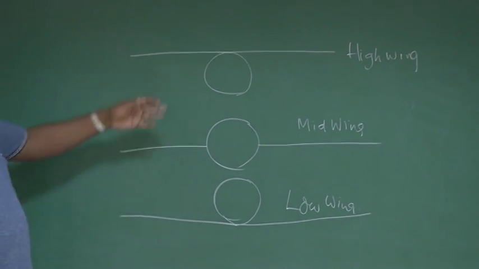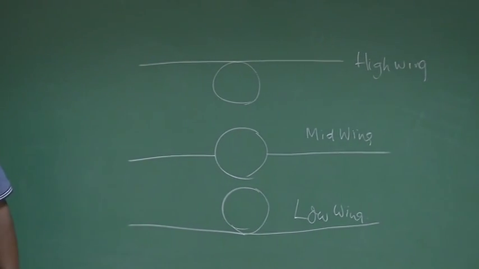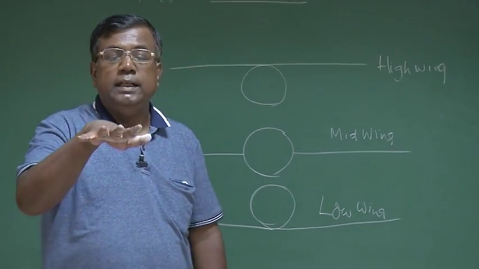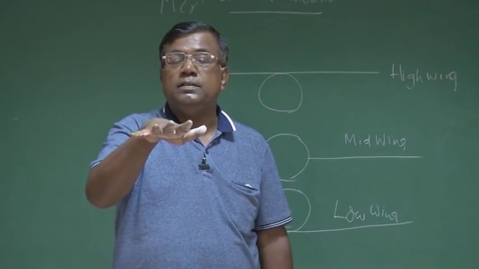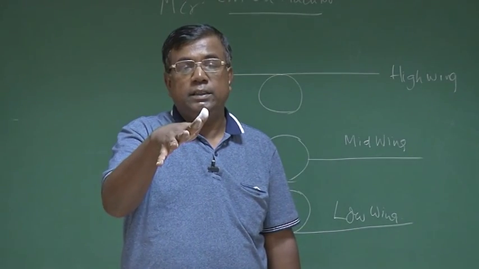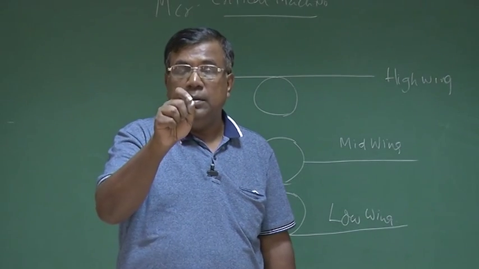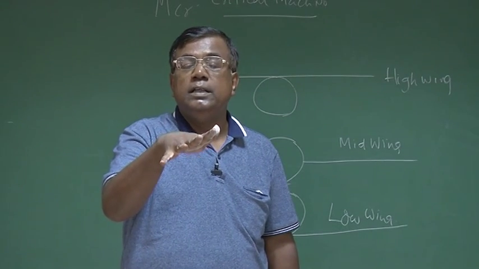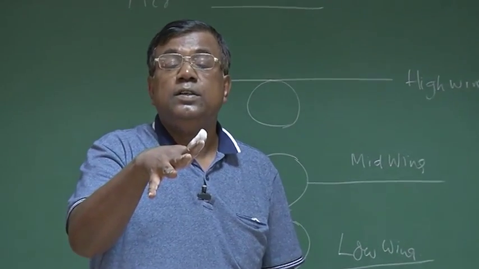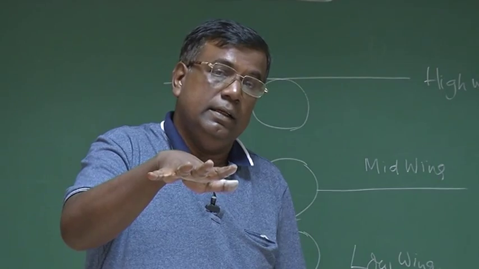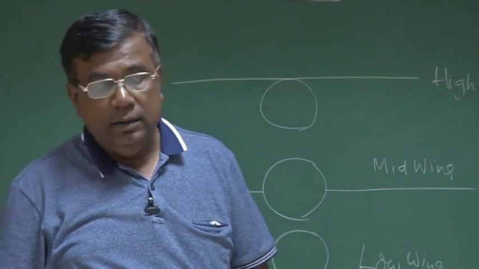If I compare 1, 2, 3 among them, the high wing is laterally more stable. What does lateral stability mean here? I am going like this, straight, and because of some disturbance, the airplane has banked like this. Lateral stability means, again, I'm talking about static stability. So it means the moment this is disturbed like this, it should generate an initial tendency to come back to its original bank angle. Okay?